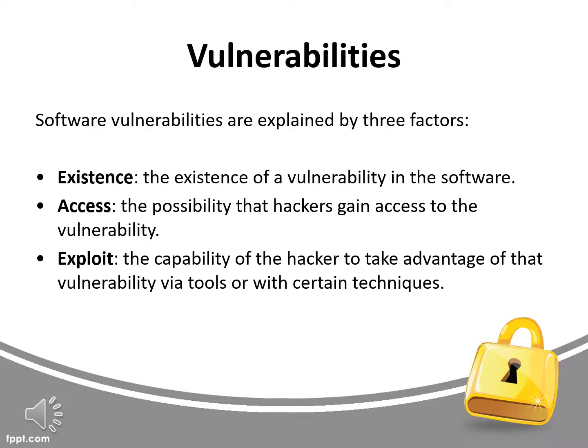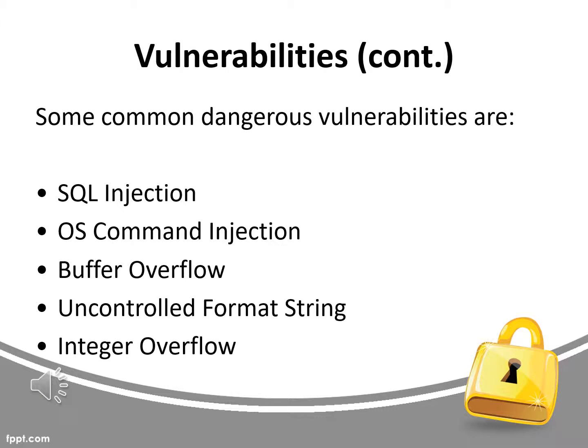Next, we went into software vulnerabilities. The risk associated with software vulnerability depends on 3 different factors. First, existence, probably the most important, whether a vulnerability actually exists within the software. And then access, which is the possibility that the hacker might gain access to this vulnerability. And the third one is exploitation, which is the capability of the hacker to take advantage of that vulnerability via tools or certain techniques. Then we're going to list some common software vulnerabilities.